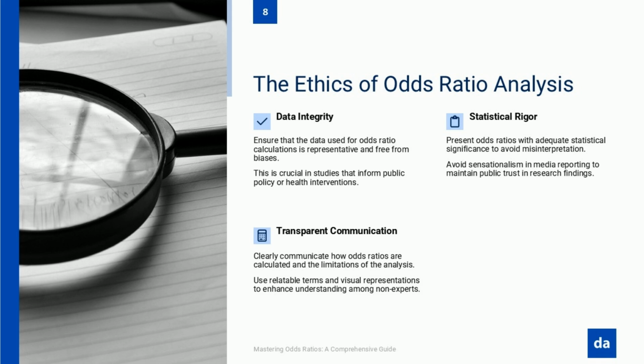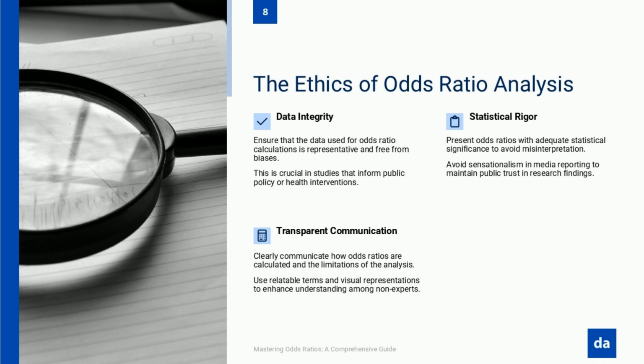Data scientists must actively consider the potential implications of their analyses, particularly when they inform policies or interventions that affect vulnerable populations. Transparency becomes a key ethical principle in odds ratio analysis. Data scientists have a duty to clearly communicate how odds ratios are calculated, what data was used, and what limitations exist in the analysis. This includes avoiding technical jargon that might confuse non-experts and providing clear explanations of what the odds ratios mean in practical terms.